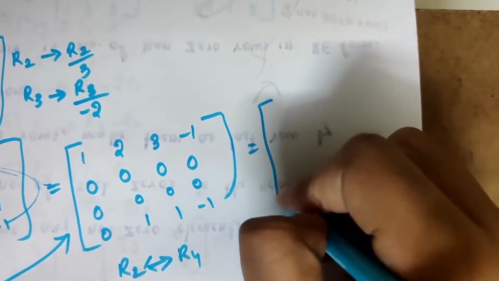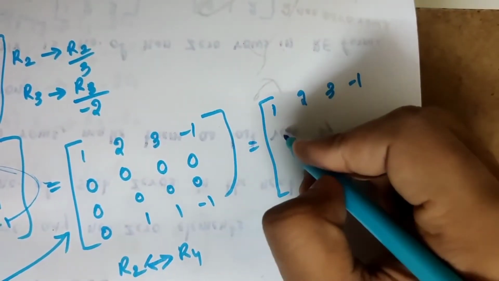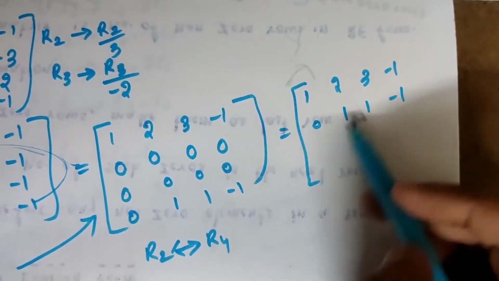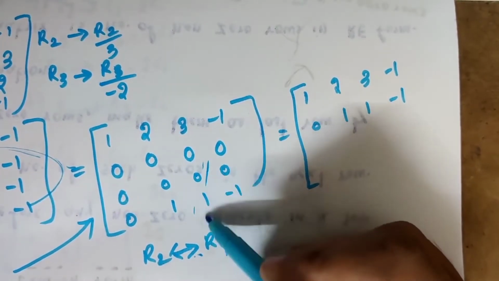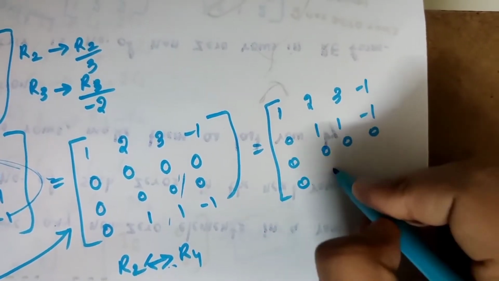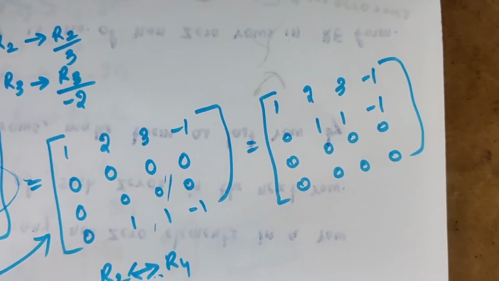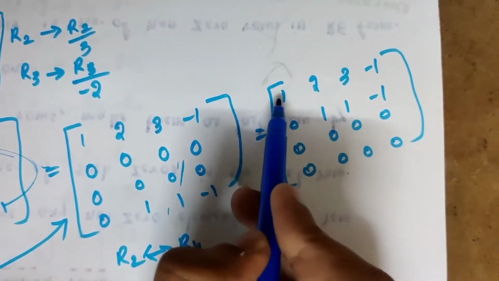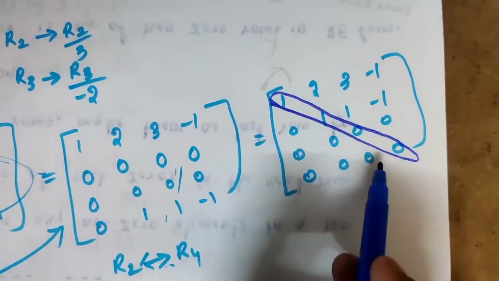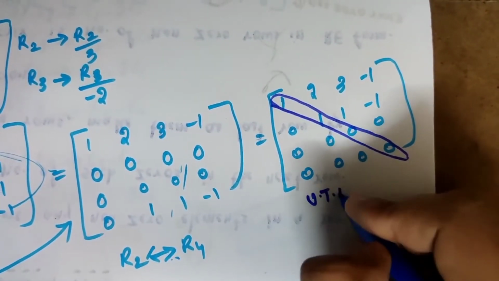Then my matrix will get converted to 1 2 3 minus 1, then 0 1 1 minus 1. Why has this row changed into this? Because I am interchanging R2 with R4. Now I have 0 R3 as it is, and in the place of R4 I have R2. If you consider the principal diagonal, what are the elements below this principal diagonal? Every element is 0, so you can simply say that this is an upper triangular matrix.